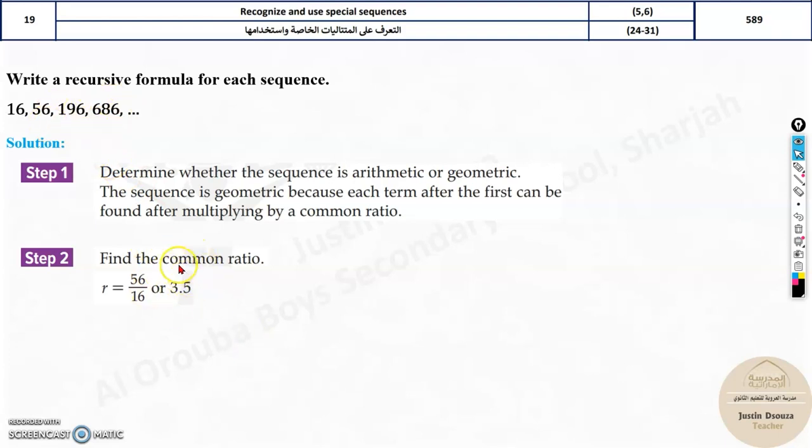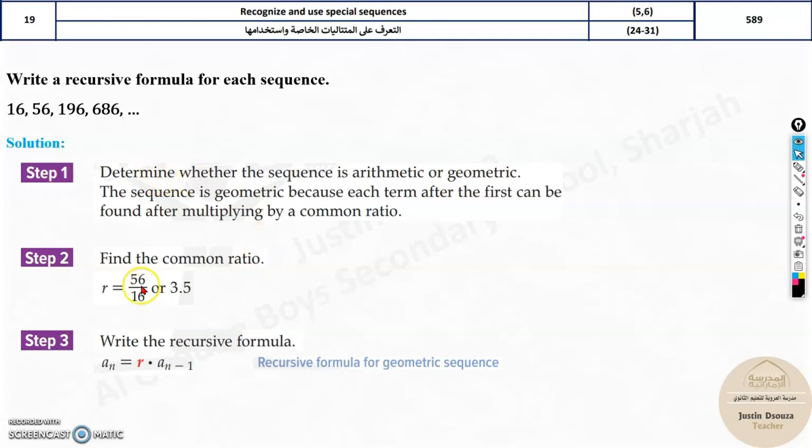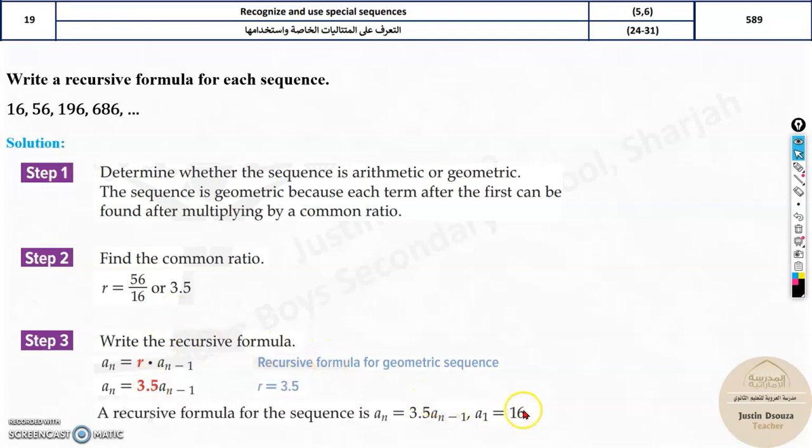You will find it has a common ratio of 3.5. So if you multiply 16 by 3.5 and keep on multiplying, you'll get this sequence. Then all you need to do is use the recursive formula for a geometric sequence, r times an minus 1, only r is the substitution. That is it, that's the answer. But you need to write the first term, a1 is 16, so you need to mention that over here.